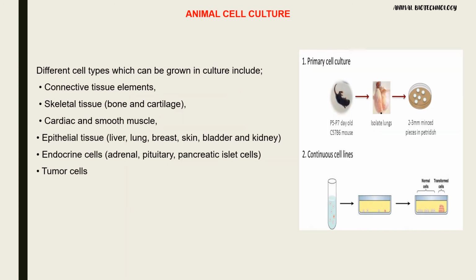The different types of cells that can be grown in cultures include connective tissues, skeletal tissues, cardiac and smooth muscles, epithelial tissues, endocrine cells, and tumor cells.